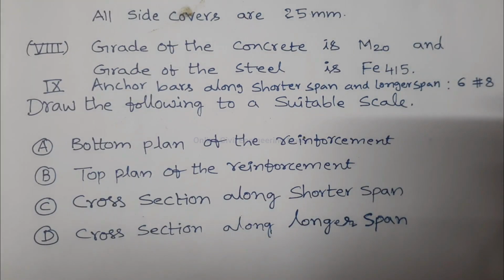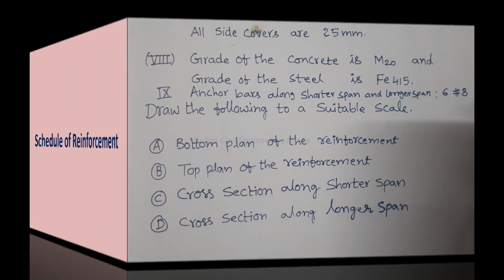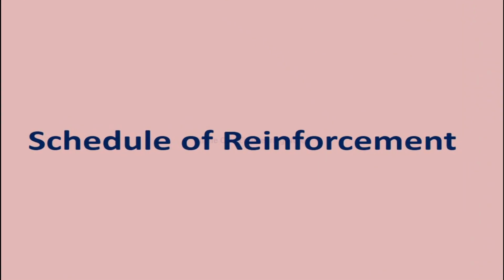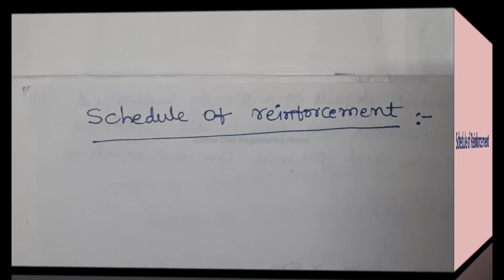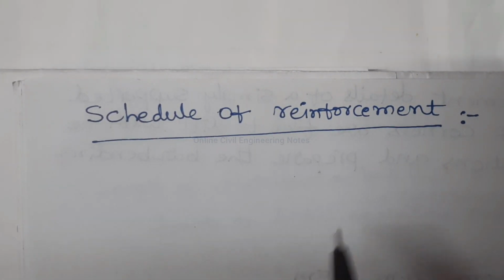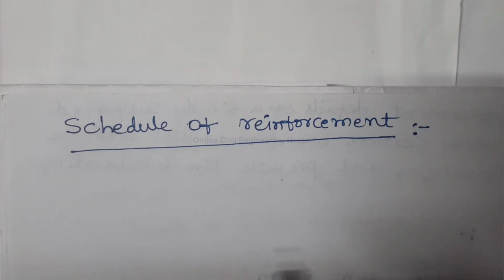Draw the following to a suitable scale. A. Bottom plan of the reinforcement. B. Top plan of the reinforcement. C. Cross section along the shorter span. D. Cross section along the longer span. First, prepare the schedule of reinforcement by calculating the length of main straight bar, main cranked bar, and straight hanger bar along the different spans.